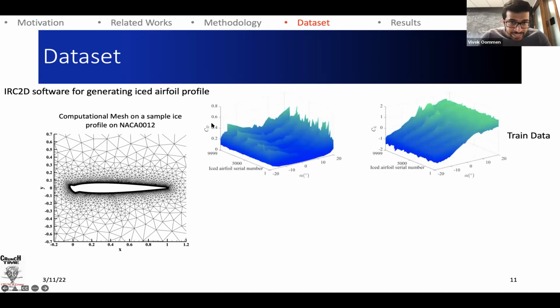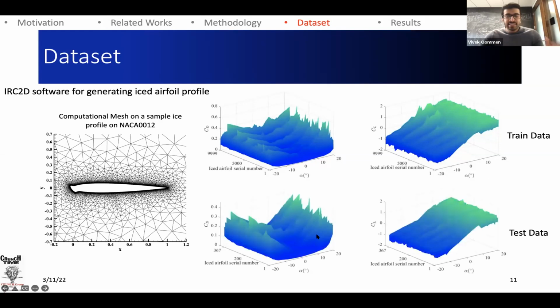So here is the data set they used. They did the simulations and created the following data set. They used 10,000 different airfoil profiles of NACA 0012, but with different ice profiles. For each of them, they performed a simulation and computed the coefficient of drag as a function of alpha. They did the same for the coefficient of lift as a function of alpha.